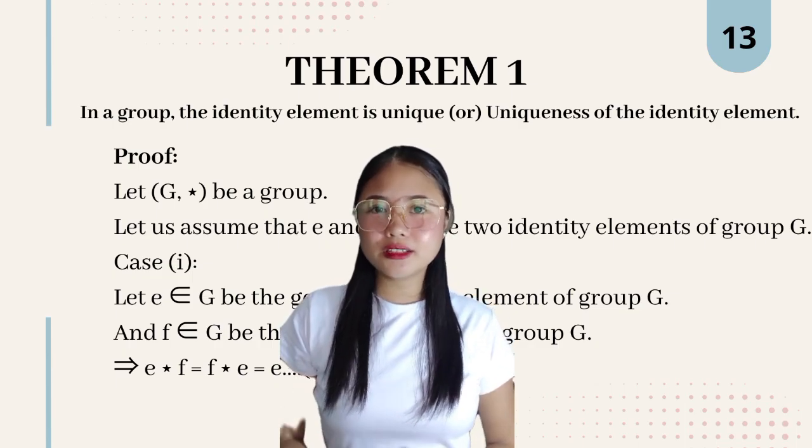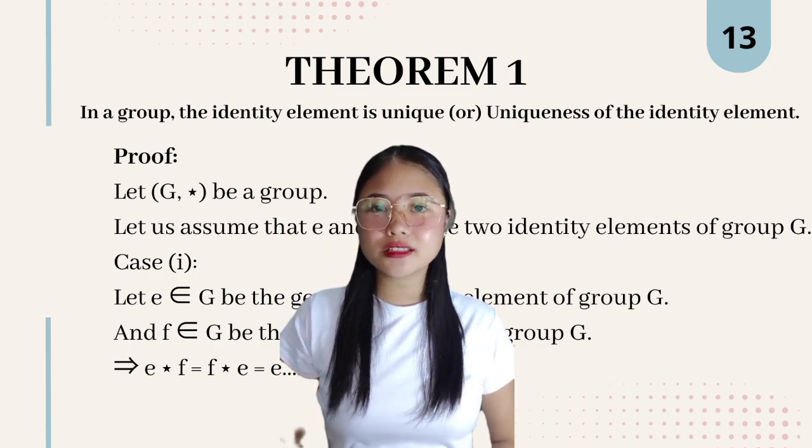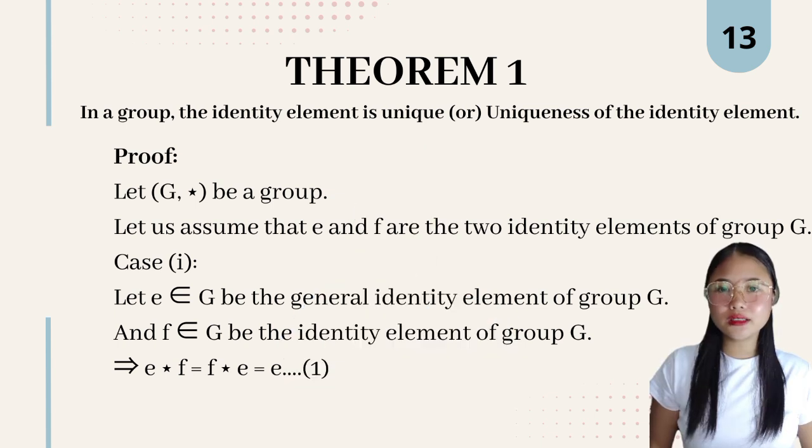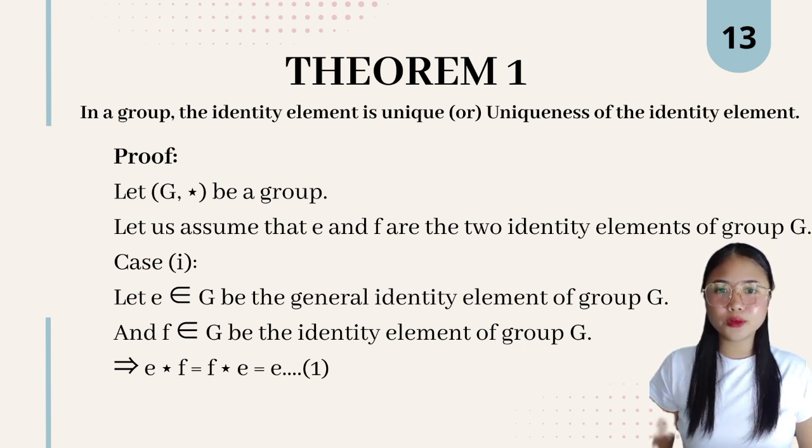Hi, my name is Leah Jane Ferrer and I will be discussing Theorems 1, 2, and 3 of groups. In Theorem 1, in a group, the identity element is unique, or uniqueness of the identity element. We have the proof: let G, star be a group and let us assume that E and F are two identity elements of group G.